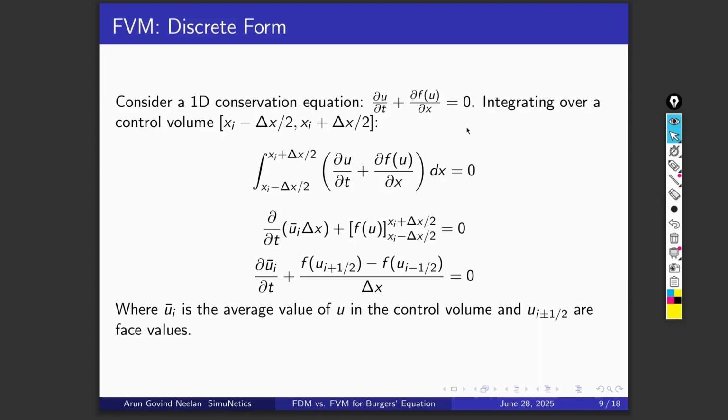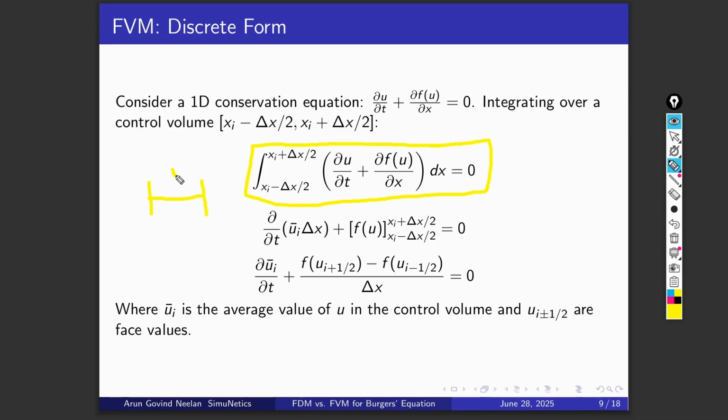So let's say we want to apply it on a one-dimensional equation. In this presentation, we will see only the one-dimensional equation. So this is how we have to integrate that over the control volume. Our control volume limit is x minus delta x by 0.5.